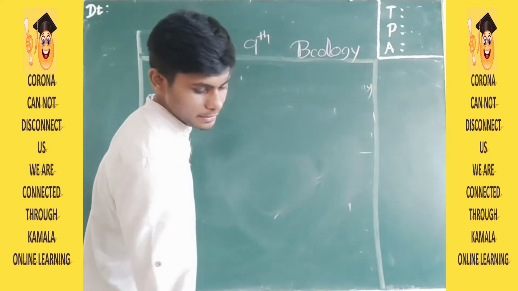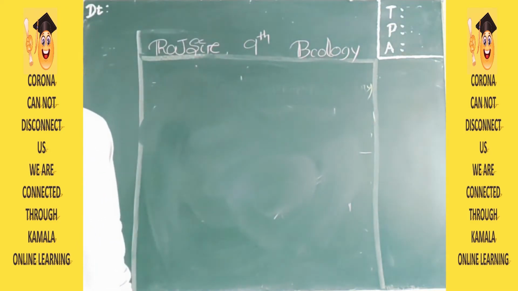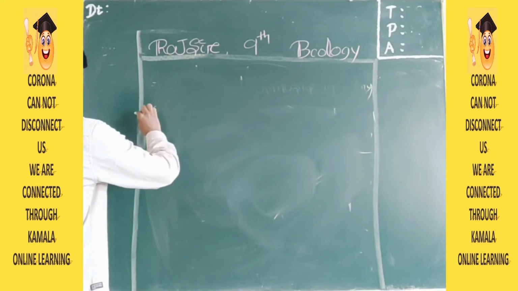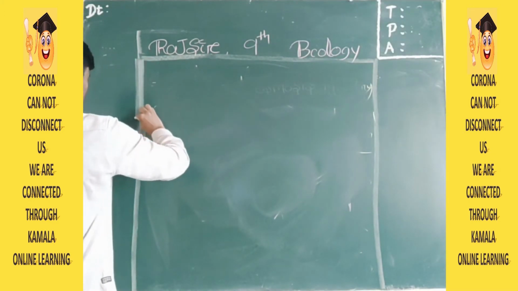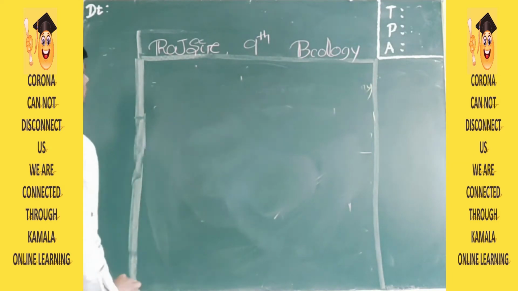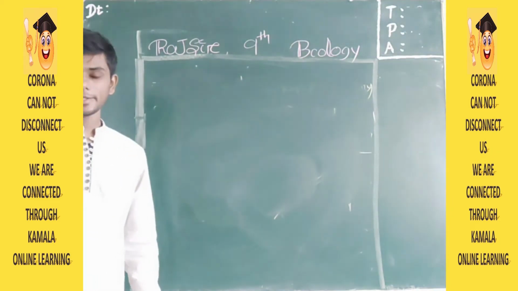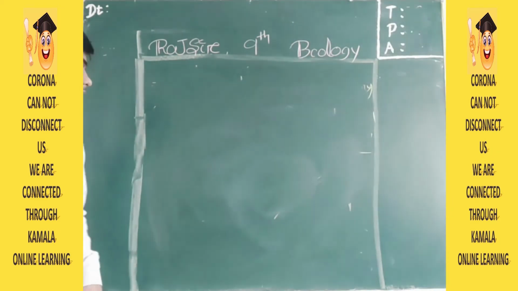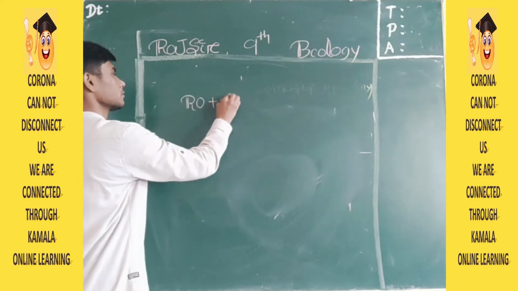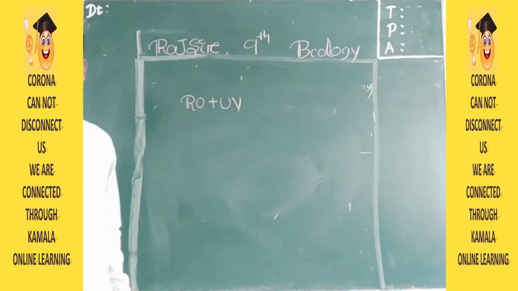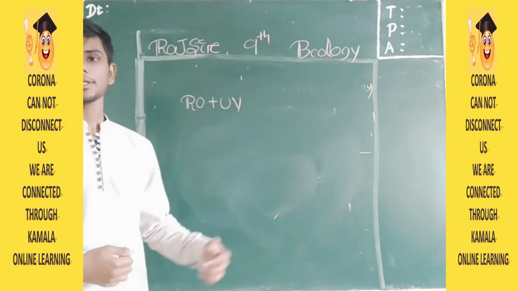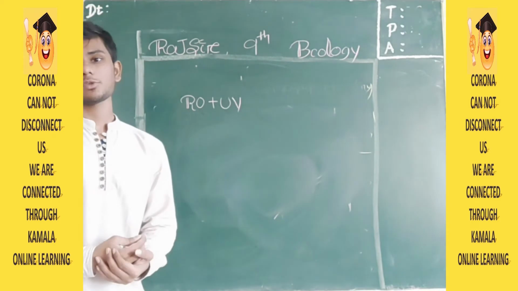You might have heard a word called RO, right? RO plus UV. When you are buying a water purifier, it will be written RO plus UV. UV means ultraviolet. RO means reverse osmosis.